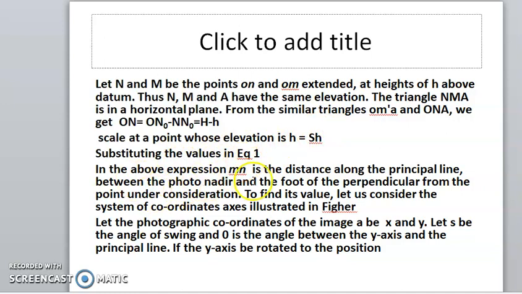Above, Mn is the distance along the principal line between the photo nadir and the foot of the perpendicular from the point under consideration. To find the value, we consider the coordinate axes as shown in the figure. Let the photograph coordinates of the image be x and y. Let S be the angle of swing, the angle between the y-axis and the principal line. If the y-axis rotates to this position.